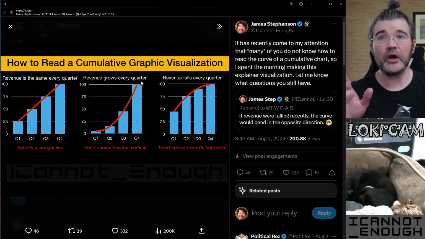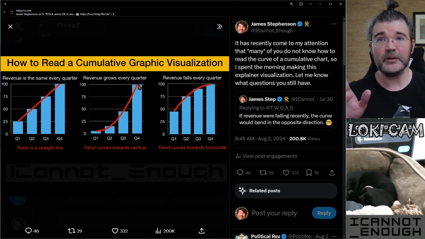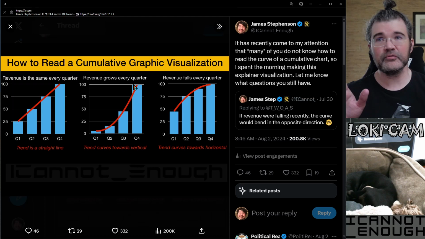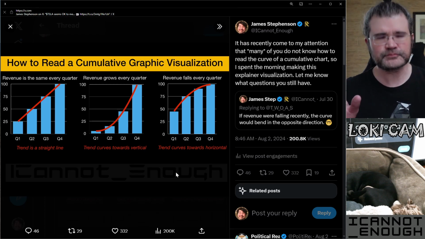What if revenue were growing every quarter? What if it started from a small amount, like 5, and then grew to an amount like 15, and then grew to an amount like 45, and then grew to an amount like 100? Well, this curve shows you what you would get passing through the top center of each of those bars. You would get a curve that goes towards the vertical. That's what I have noted down here. Trend curves towards vertical. All right.